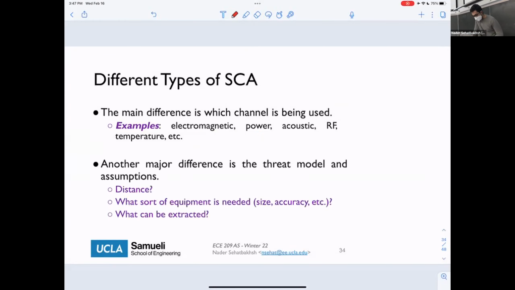Another major difference between different types of side channel attacks is the threat model. There are different questions you usually need to ask yourself in the threat model. Basically, for example, what is the distance? What sort of equipment is being used? What can be extracted? And so on and so forth.